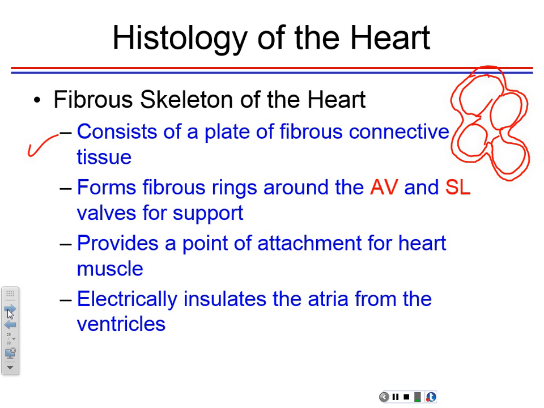So that fibrous skeleton is very important. It anchors, electrically insulates the atria from the ventricles, and provides a point of attachment for the muscles. Okay, because if I ask you what are the functions of the fibrous skeleton of the heart, you're going to talk to me about anchoring the valves. You're going to talk to me about insulating the atria from the ventricles. You're going to talk to me about attachment of muscles, for the atrial muscles and the ventricular muscles.